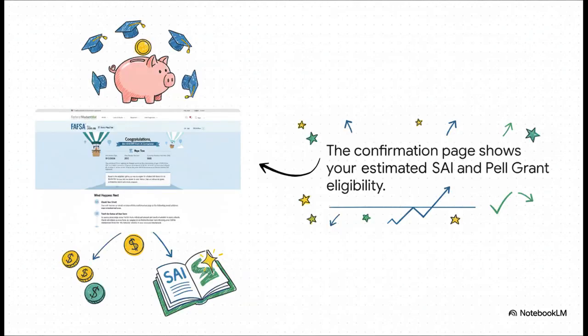And here it is, the payoff for getting all that done. Once everyone signs and submits, you get this confirmation page. This is huge. It shows you an estimate of your Student Aid Index, or SAI. That's the magic number schools use. And it even gives you a heads up about whether you might qualify for a federal Pell Grant. This is your first real look at what your financial aid could be.